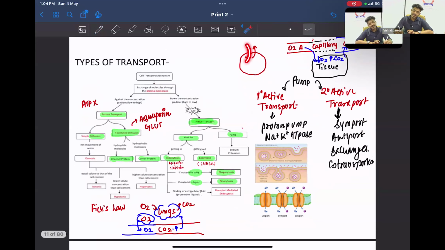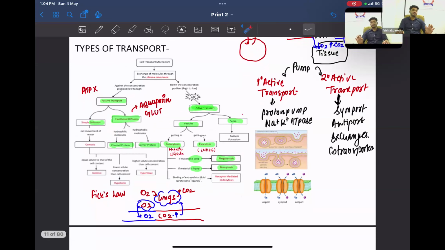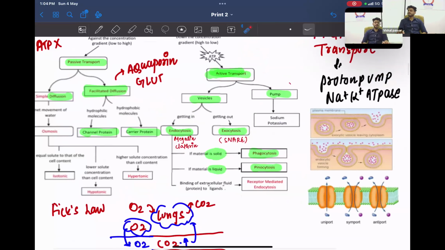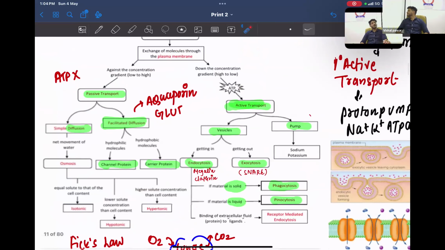So how things can transfer across the cell is known as types of transport. We can have passive type of transport and active type of transport. How many types in the passive? We can have facilitated diffusion and simple diffusion. Facilitated diffusion, two examples. What are the two examples? Everyone speak. GLUT and aquaporins. Okay.